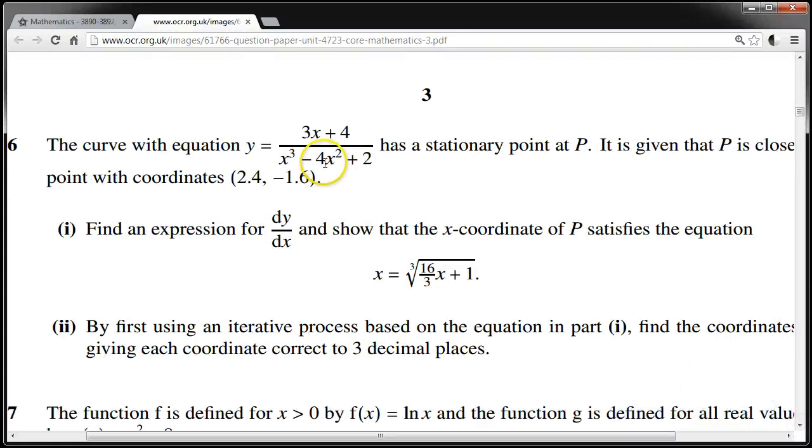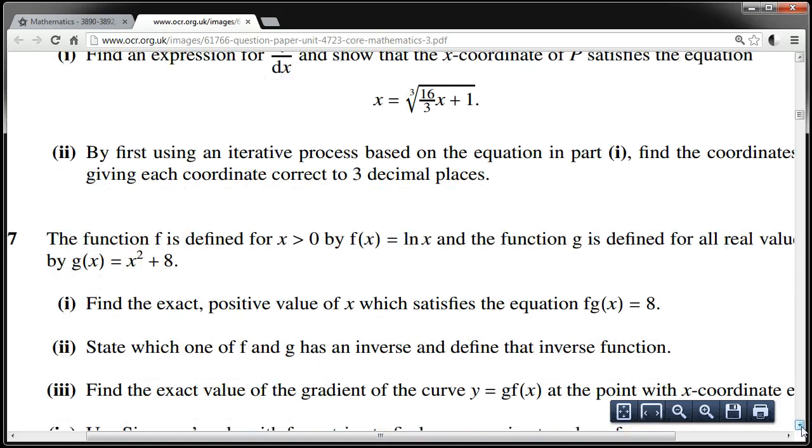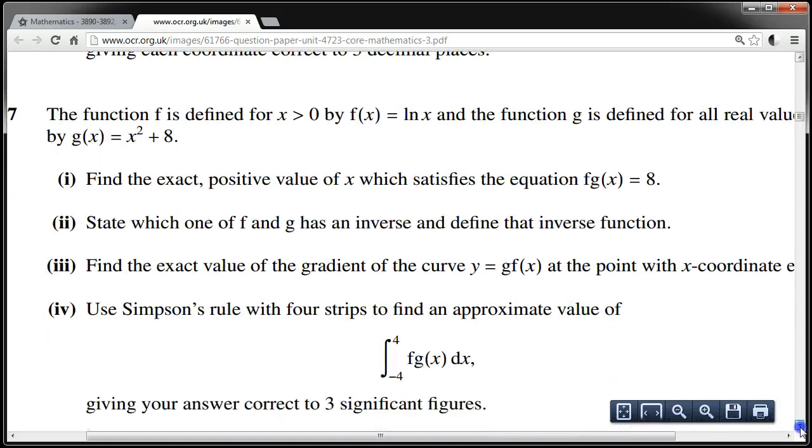Next one, got this curve, stationary point, differentiation then. Find an expression for dy/dx, so differentiate, show that it's equal to this, and then iteration. So we've got to use an iterative formula on this equation here to find the solution to 3dp. So again, that's not easy. So there are not very many questions that are very user friendly here.